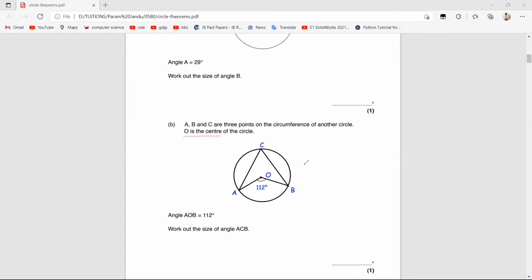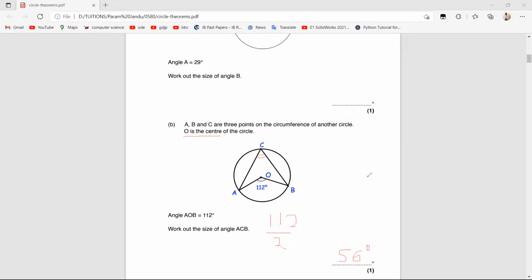Now, there's the angle at the center there, 112. So using the theorem that says angle at the circumference is half the angle at the center, it means we can get angle at C. Angle at C is simply half of 112. And half of 112 is 56 degrees.